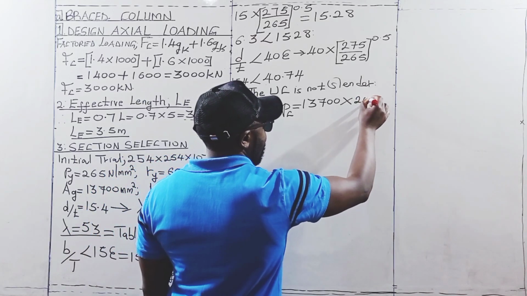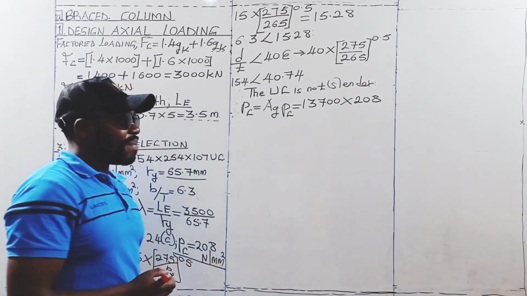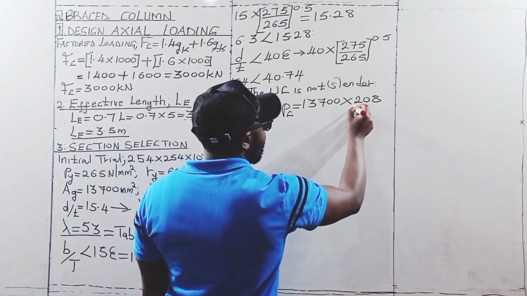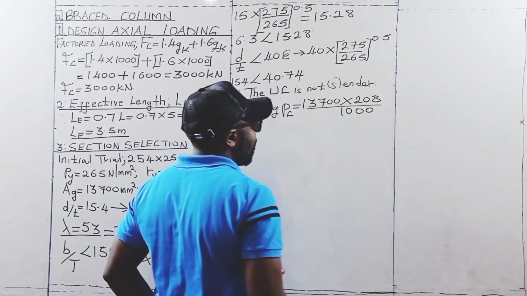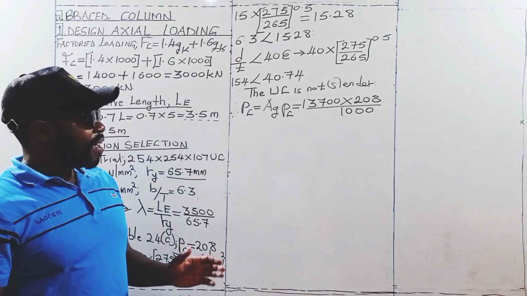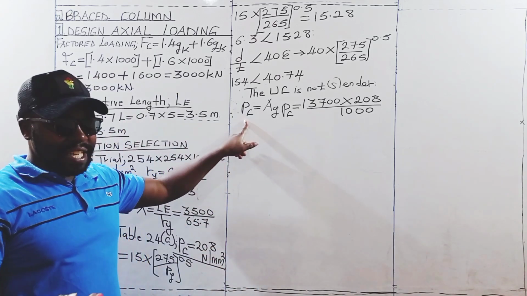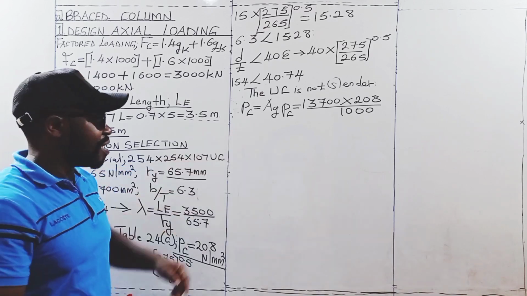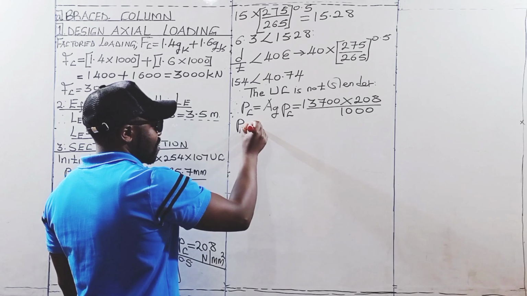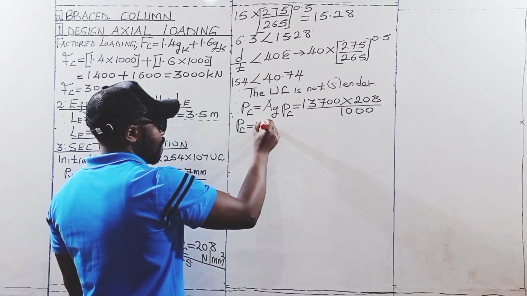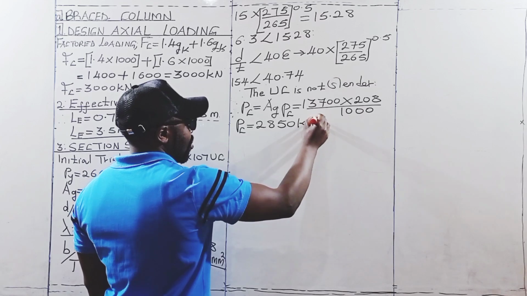So we multiply by 208, and then we divide this by 1,000 so that we can convert the compression resistance from newtons to kilonewtons. And when we do so, we are going to have a compression resistance of this steel of 2,850 kilonewtons.